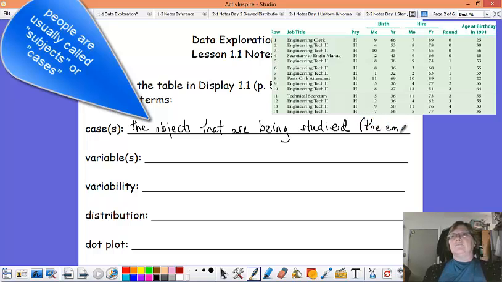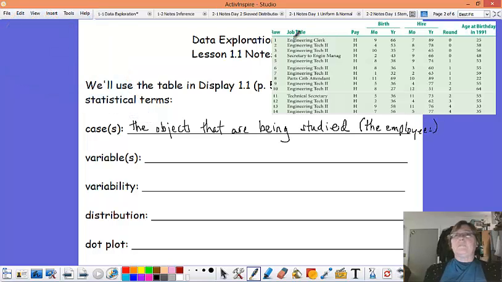And you can see that each line in this table represents one case then. It represents one employee. So if I put out here on the side that the rows in this table are the cases, I think that you'll remember what we mean. It's the people. The variables, well, those are the characteristics that are in question.